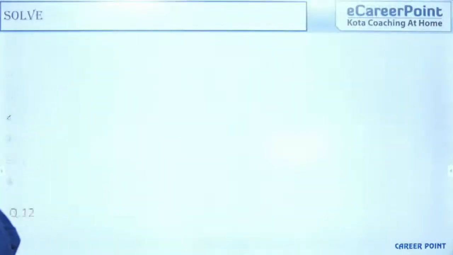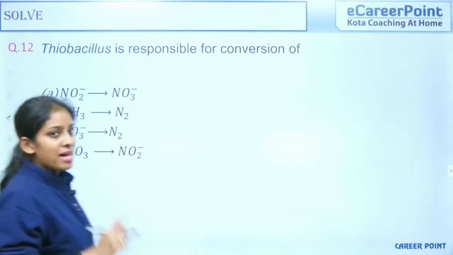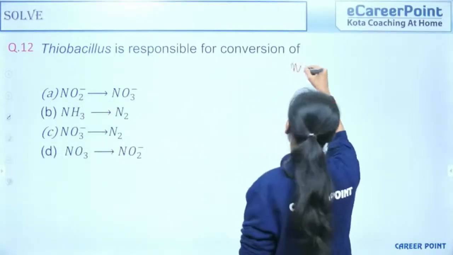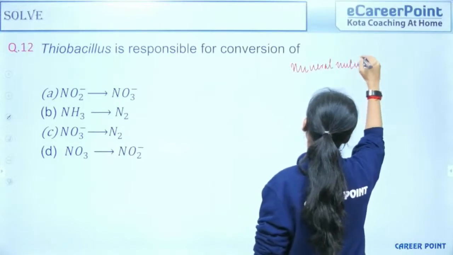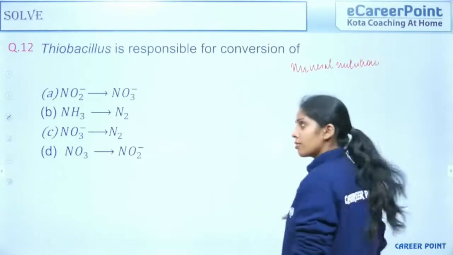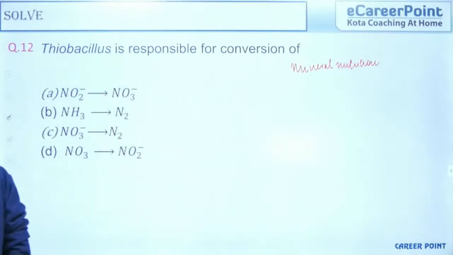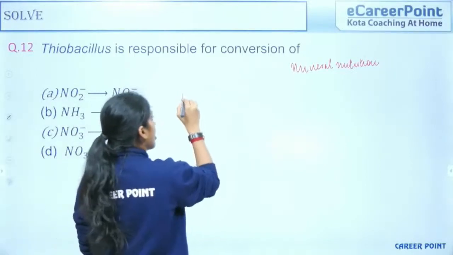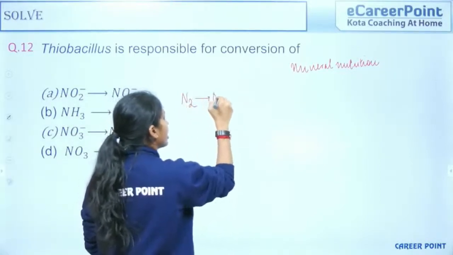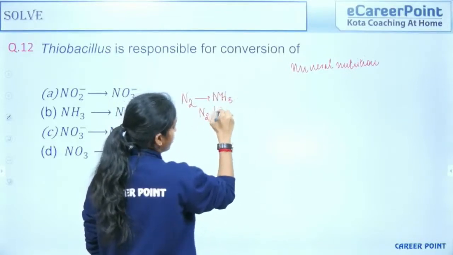Going forward to question 12, Thiobacillus is responsible for the conversion of what? This question comes from the chapter Mineral Nutrition. Here you have a very important concept of nitrogen metabolism. Your nitrogen is getting converted into ammonia. This process is nitrogen fixation.